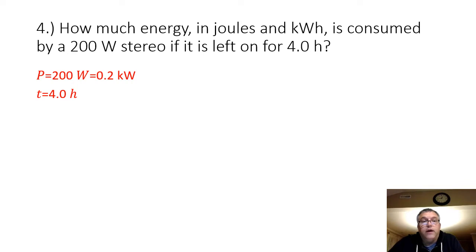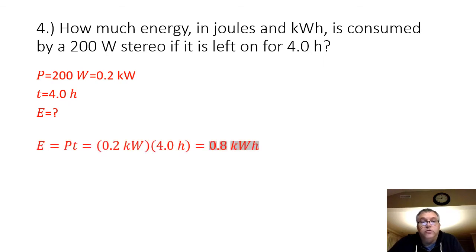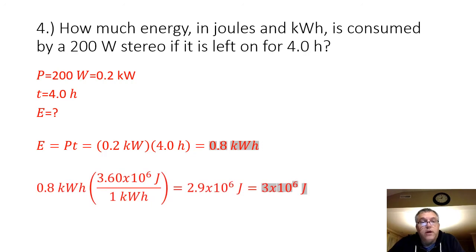As before, I am looking for the energy. So I know the energy is the power times the time. 0.2 kilowatts times 4 hours is going to equal 0.8 kilowatt hours. And again, to convert that to joules, I multiply 0.8 kilowatt hours by 3.60 times 10 to the 6th joules divided by 1 kilowatt hour. And that is going to give me 2.9 times 10 to the 6th joules, or to one significant figure, 3 times 10 to the 6th joules.